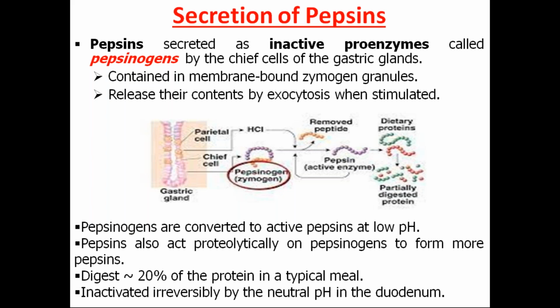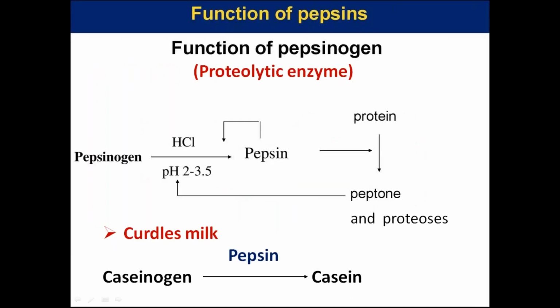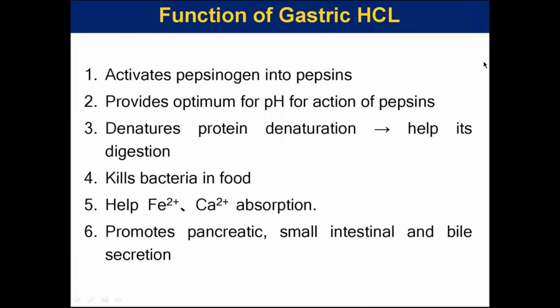So every enzyme needs a specific environment for its action. Biochemistry people must have told you that, right? So what are the functions of pepsin? It's a proteolytic enzyme, requires a highly acidic environment, converts the dietary proteins into partially digested proteins, which are peptones and proteoses. Another function of pepsin is that it curdles milk. The caseinogen is converted into casein in the presence of pepsin.